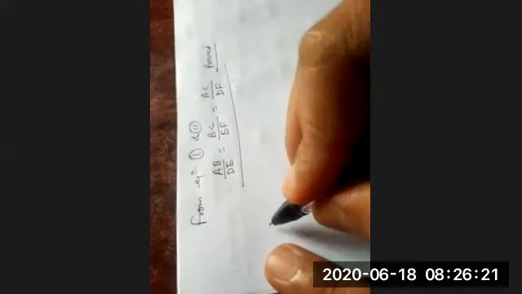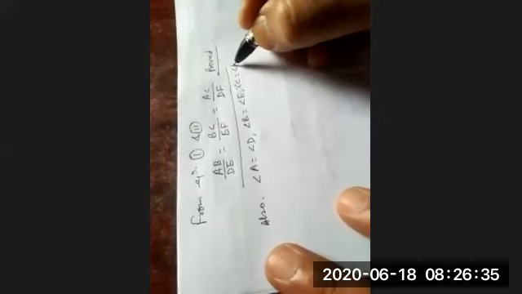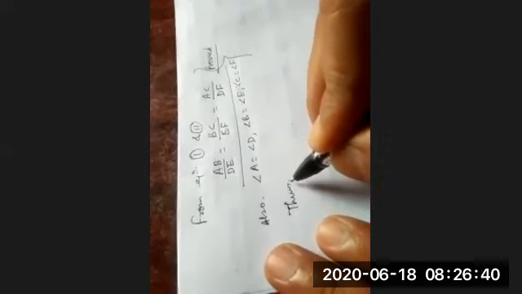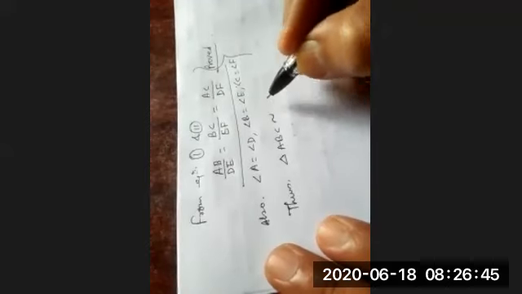So ratio of the sides are equal and we have also all corresponding angles are equal. Angle B is equal to angle E and angle C is equal to angle F. So all these make what? Thus triangle ABC is similar to triangle DEF.